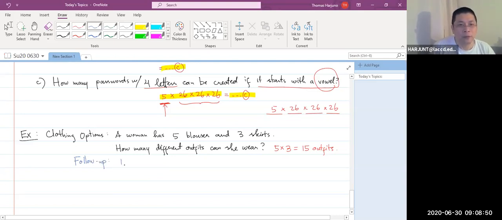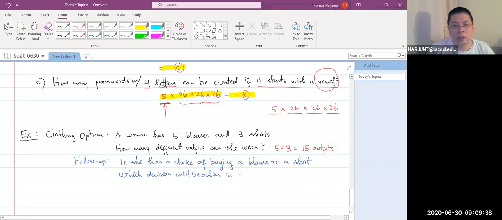Follow-up. If she has a choice of buying blouses or a skirt, which option or which decision will be better in increasing her options more?